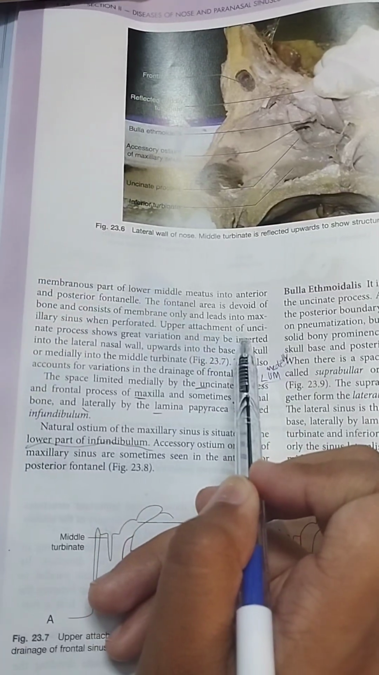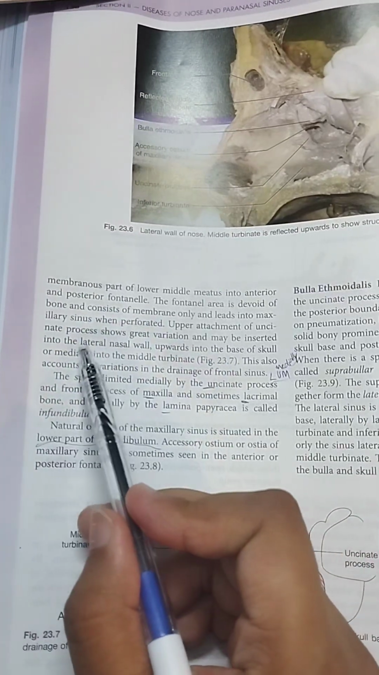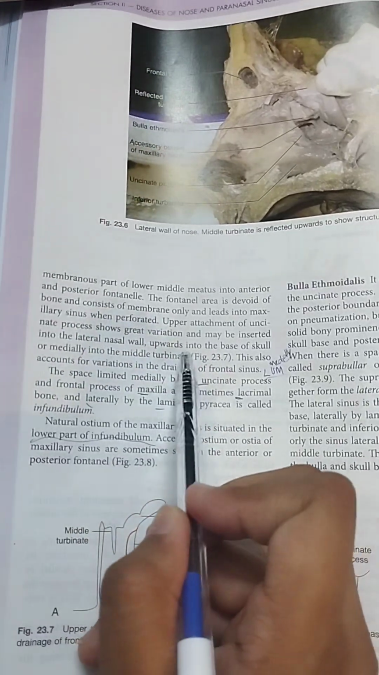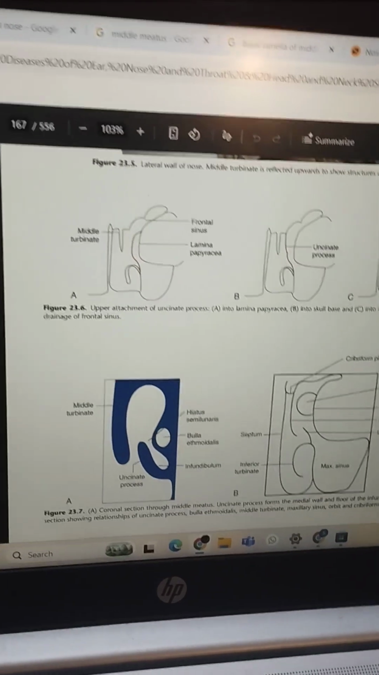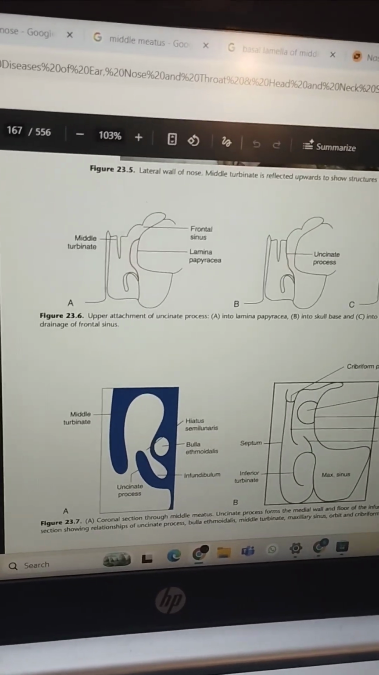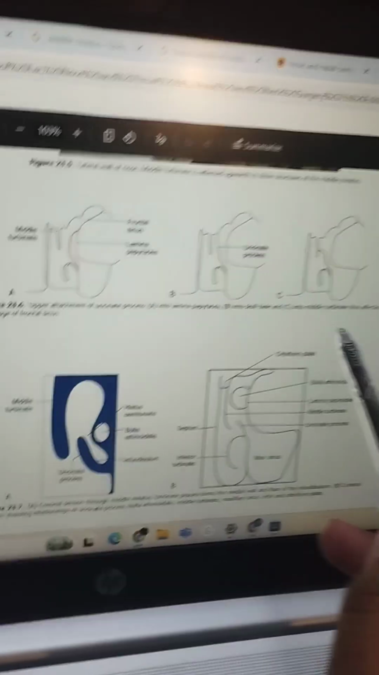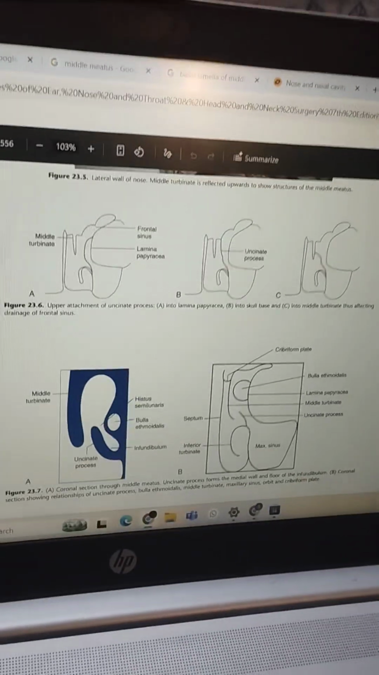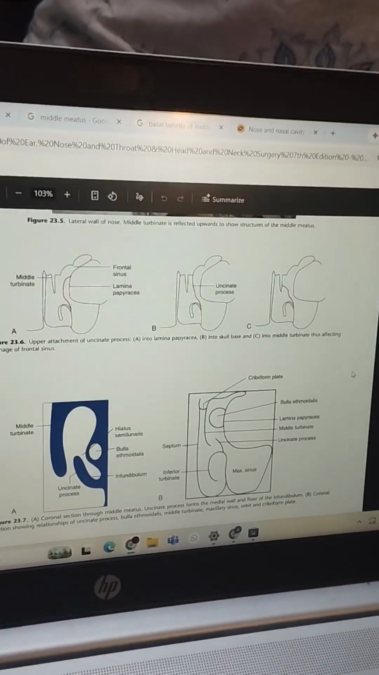The upper attachment of the uncinate process shows great variation, and it may be inserted into the lateral nasal wall, as you can see here. It can be inserted into the lateral nasal wall, or it can be inserted upward into the base of the skull, or into the middle turbinate. So this is going to basically affect the drainage of the frontal sinus.